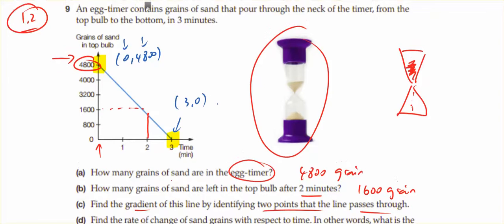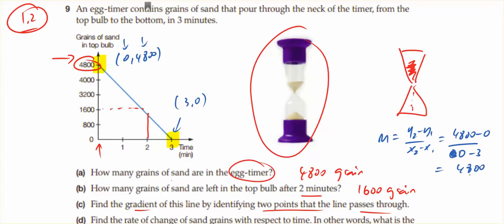So we need to find the gradient. If I use the m formula, m is y2 minus y1 on x2 minus x1. My y2 is 4,800 minus 0, and my x2 is 3. Oh no, it's 0 minus 3. So you've got to get the order correct. At the top we have 4,800, and at the bottom we have negative 3. So 4,800 divided by negative 3 is negative 1,600.